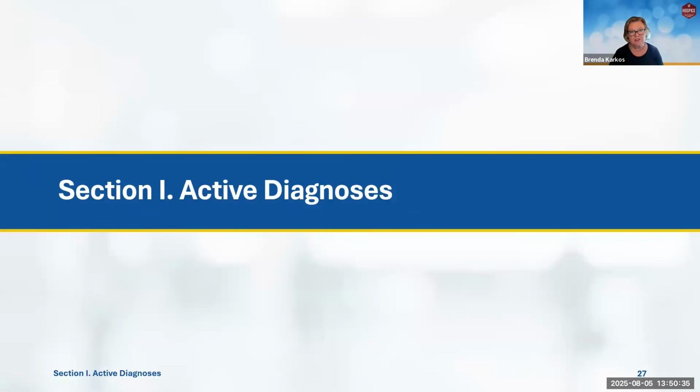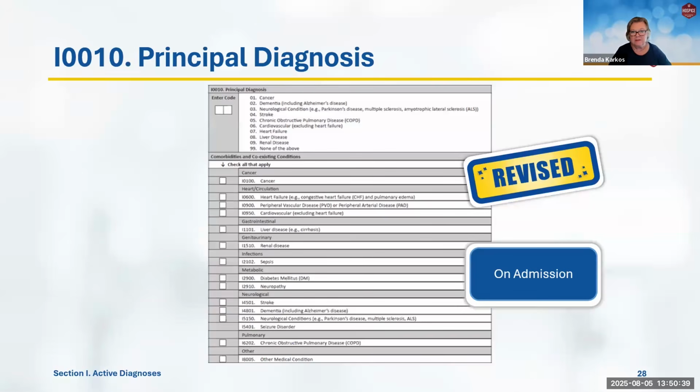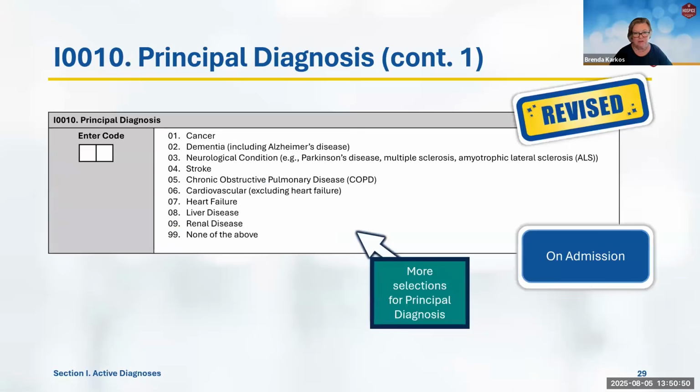So let's walk through section I, active diagnoses. Section I basically has only one item, and this one's been revised, is much more robust than the one that's in the current hospice item set. And this is only collected at admission, doesn't change even if more diagnoses come along as you have the patient on service for a while.